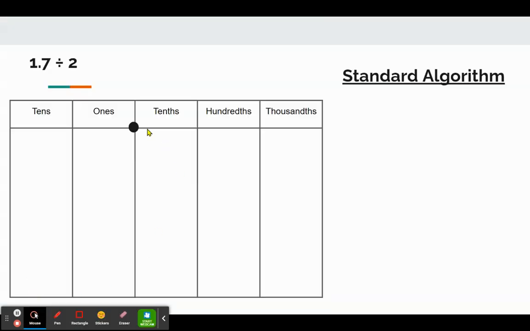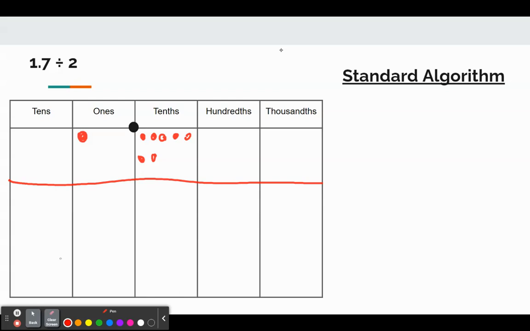Okay, so the first thing we're going to do is take 1 and 7/10 and divide it into 2. So first, let's put it on our place value chart. I have 1 one, and I have 7 tenths: 1, 2, 3, 4, 5, 6, 7. And I want to divide all of that into 2 groups. So I'm going to change the color on that. So there are my 2 groups.